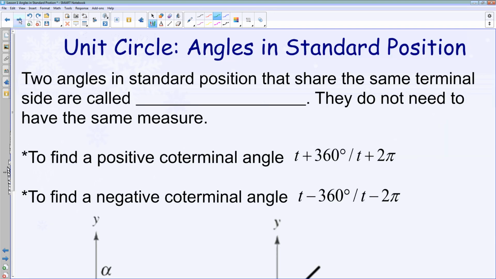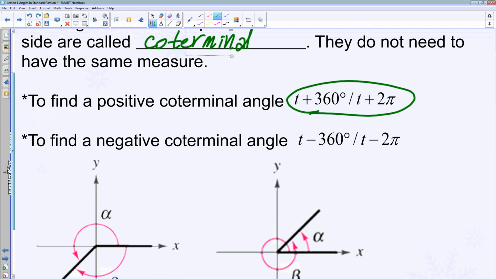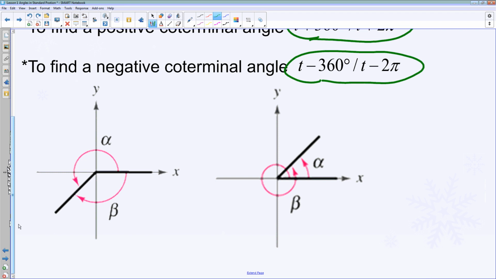Two angles in standard position that share the same terminal side are called coterminal. They don't need to have the same measure to be coterminal. To find the positive coterminal angle, we're going to take that terminal distance and add 360 degrees if we're in degree mode, or add 2 pi if we're in radian form. To find the negative coterminal angle, we're going to do the opposite. We're going to subtract it. So here's some examples of some coterminal angles.